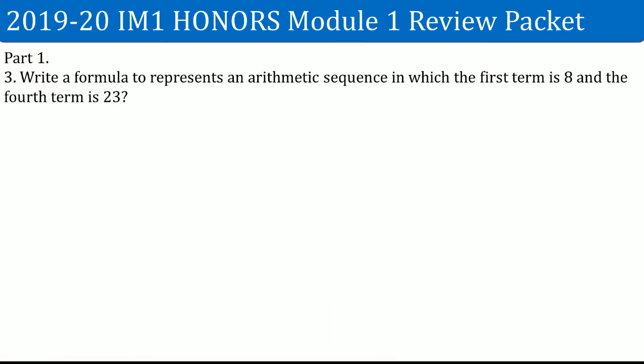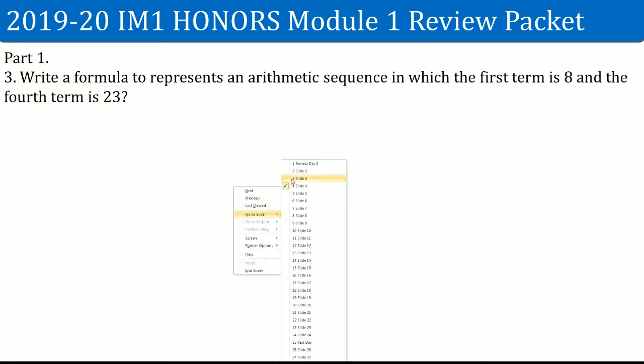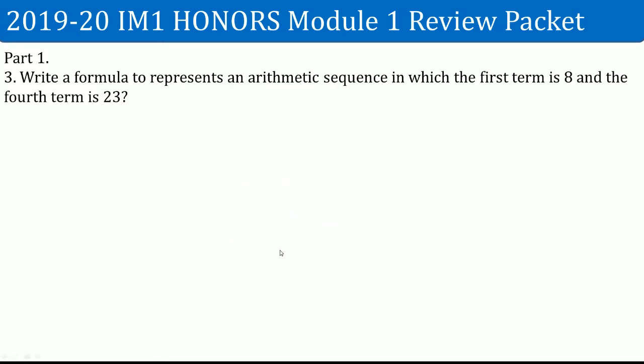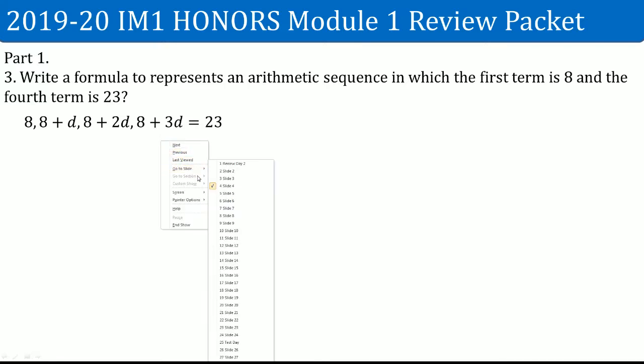Alright, number 3, write a formula to represent an arithmetic sequence in which the first term is 8 and the fourth term is 23. So the first term here is 8, the second term here is 8 plus d, the third term would be 8 plus 2d, and the fourth term would be 8 plus 3d, which is equal to 23.